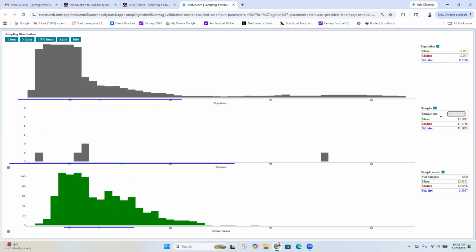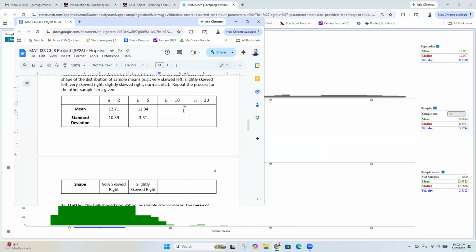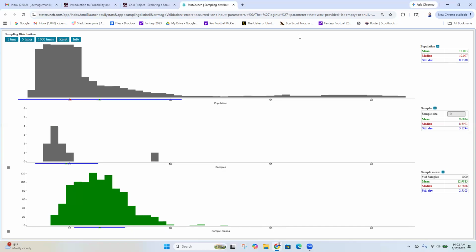And we'll do 10. We're just trucking along. And we'll write down our shape. So our mean and shape. So mine's 12.99. Standard deviation 2.51. I want to pause here.